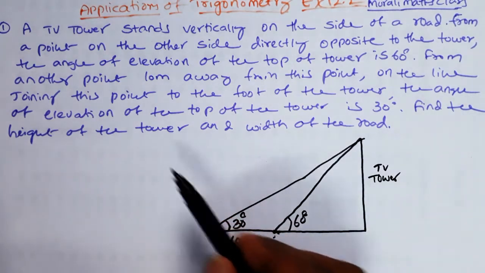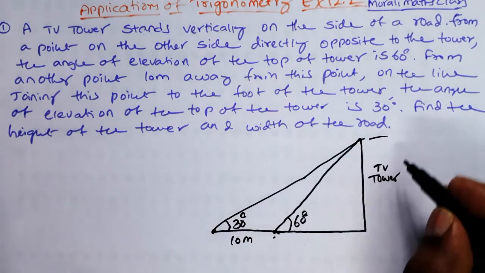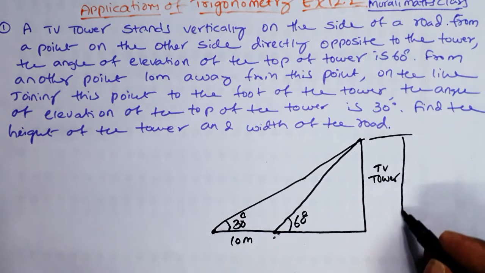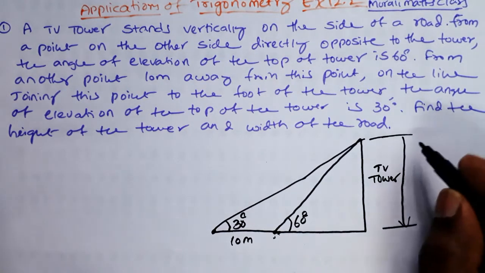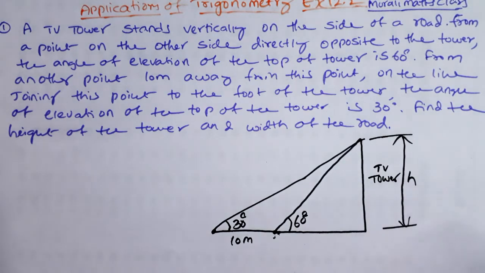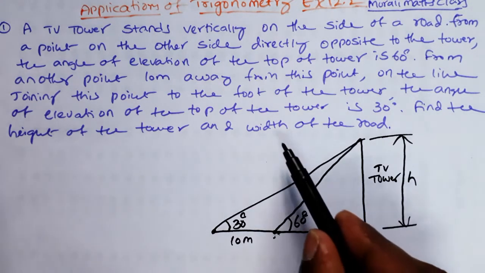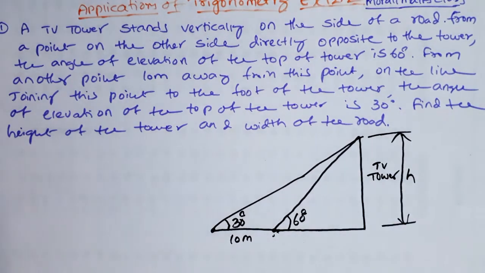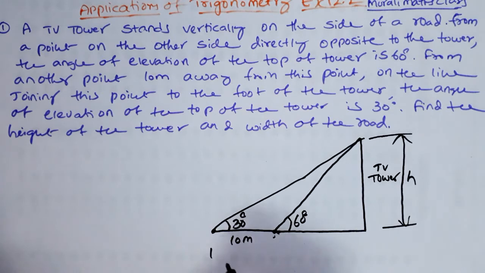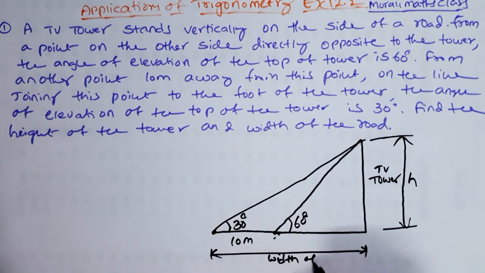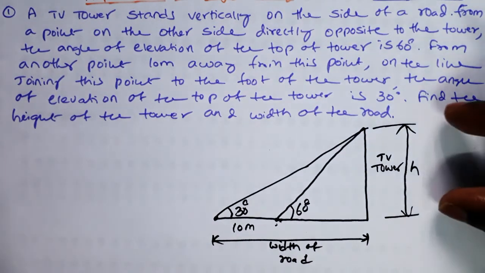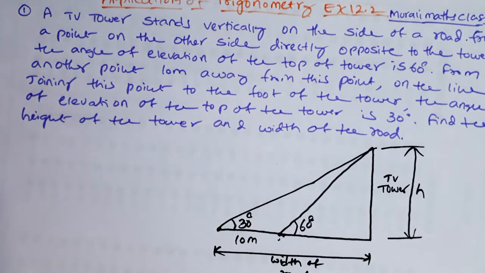Find the height of the tower. So we need to find the height of the tower, this is the height H. We also need to find the width of the road. The width of the road means this one. So these two answers we need to find: height of tower and width of road. Let's see how to find them now.